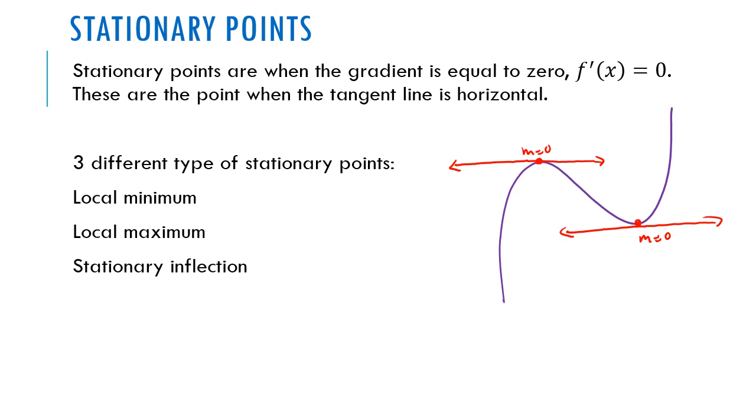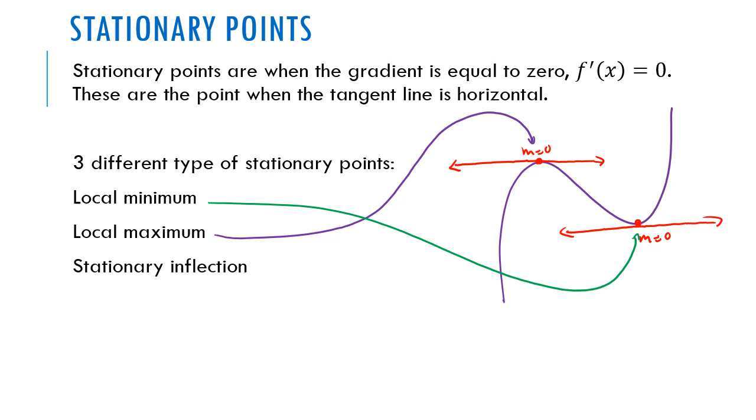Those points, this one right here, is considered a local maximum, and this one right here would be considered a local minimum. A stationary inflection, we'll learn about what that is a little bit later in the lesson.